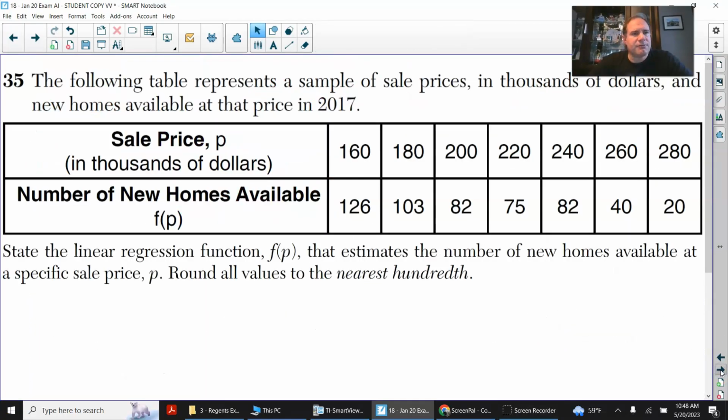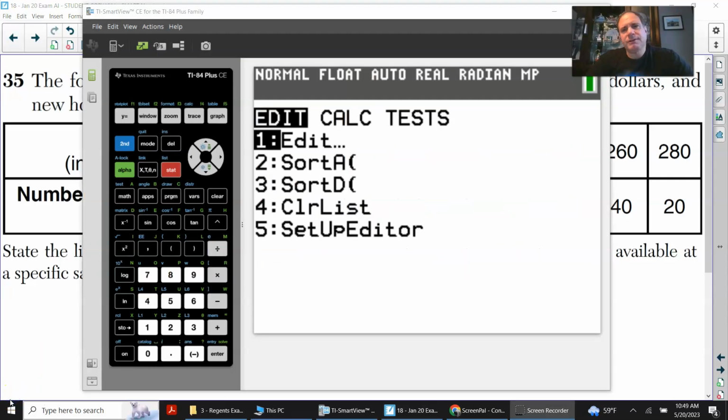All right, so next problem is number 35. It says the following table represents a sample of sale prices in thousands of dollars and new homes available at that price. So state the linear regression function that estimates the number of new homes available in a specific sale price and round all values to the nearest hundredth. So to do this question, I'm going to be pausing here a lot because I'm not going to let you sit here and watch me input into the list of the calculator. Well, you do press stat and press enter.